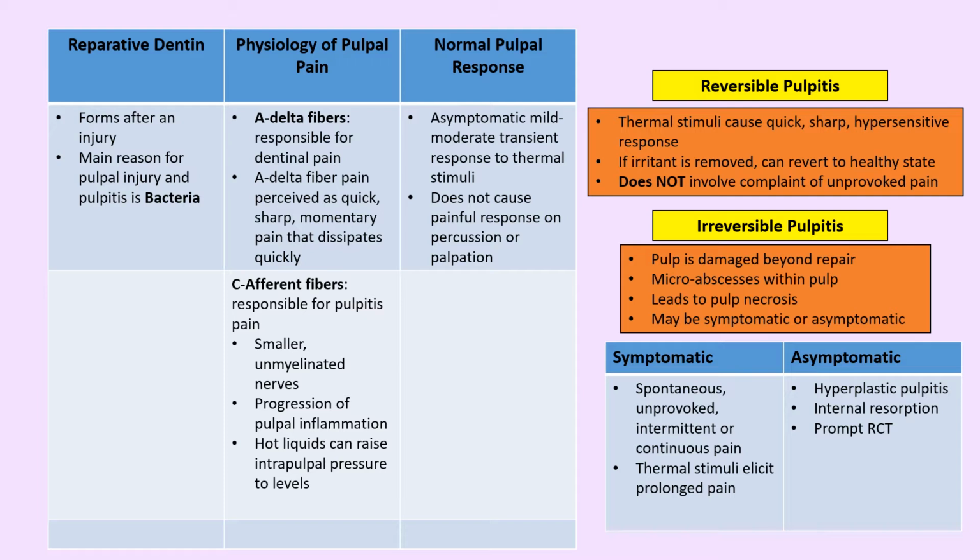Normal pulpal response will be asymptomatic, but with the stimulus, you are going to have a mild to moderate response. But percussion or palpation doesn't cause any response in the normal pulp. The first stage in pulpal inflammation is pulpal hyperemia. That is going to progress to reversible pulpitis if not controlled, and finally leading to irreversible pulpitis. In irreversible pulpitis, the signs of necrosis have already started, and finally the pulp will be completely dead.